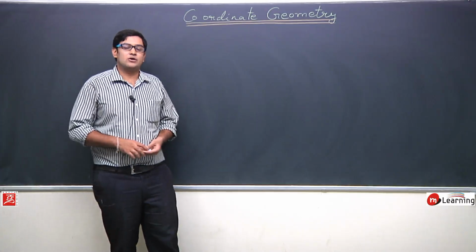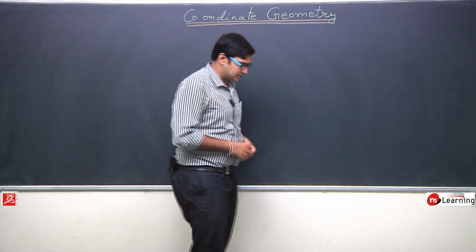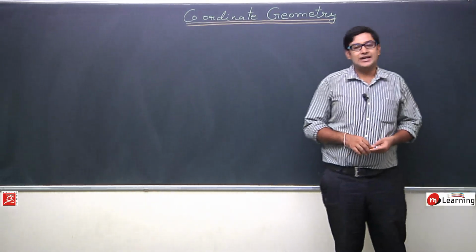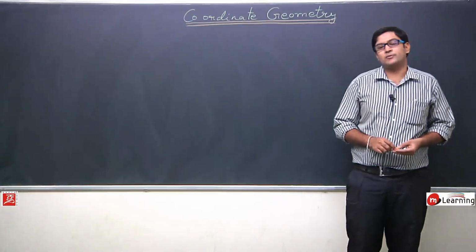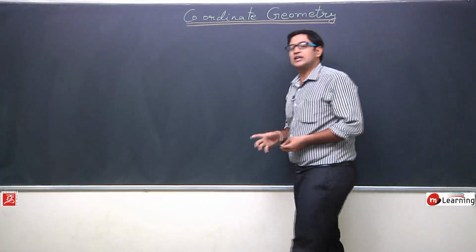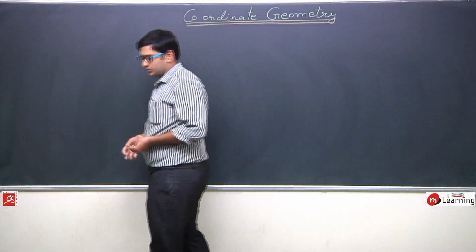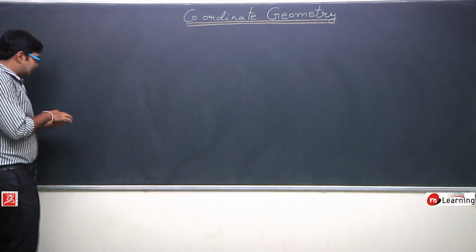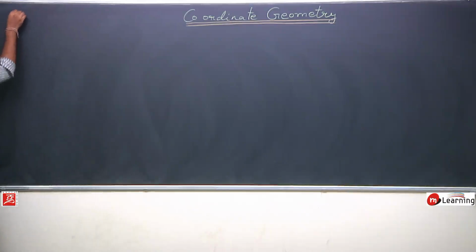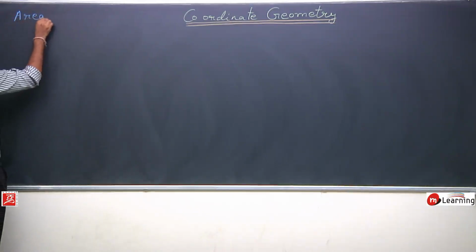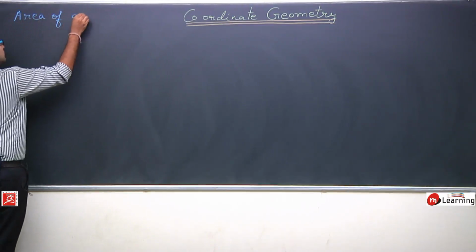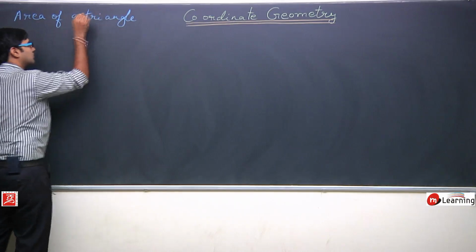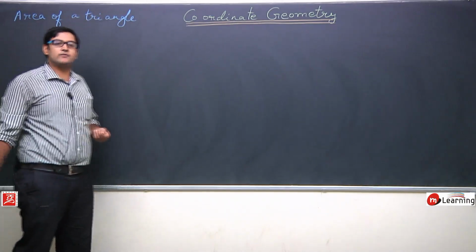So we have studied section formula in the last class. In the section formula we have discussed how to calculate the location of a point which divides a particular line segment in some ratio. Okay. So now we are going to discuss the next concept, that is area of a triangle. Okay. The next concept is area of a triangle.